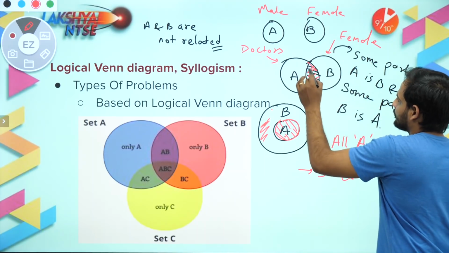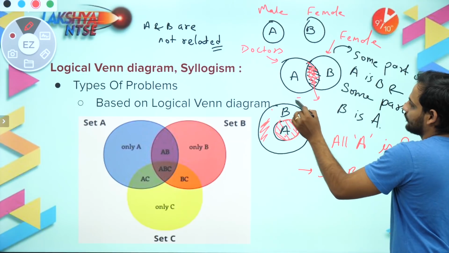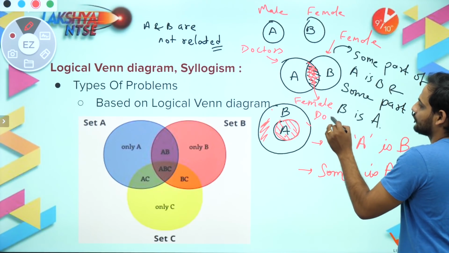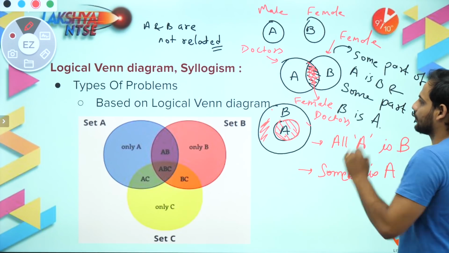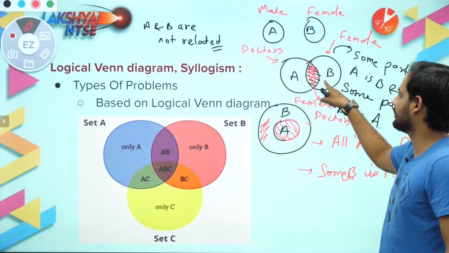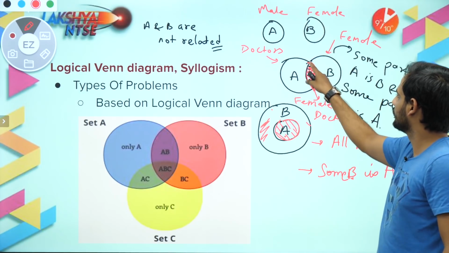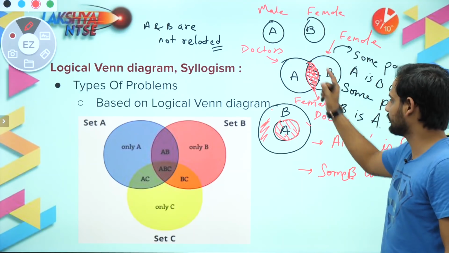Here, this part represents what? Female doctors. This part shows that these many female doctors are there. This is your total number of doctors. These are your total females. So this is your female doctor.